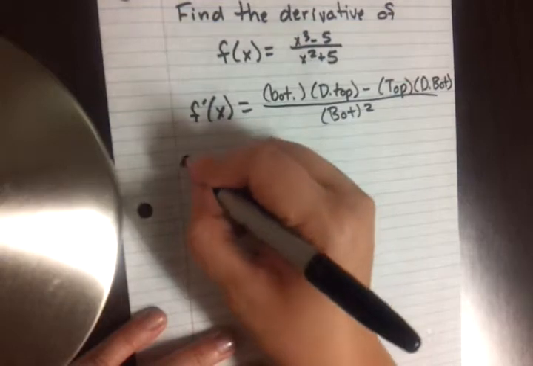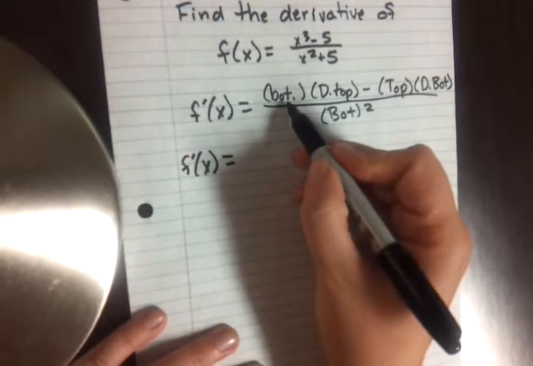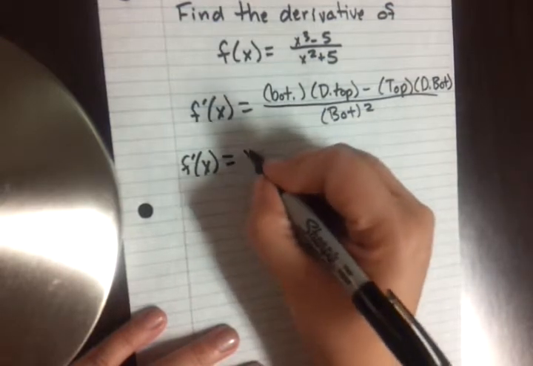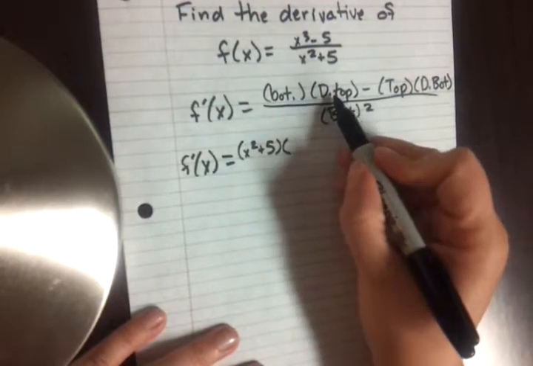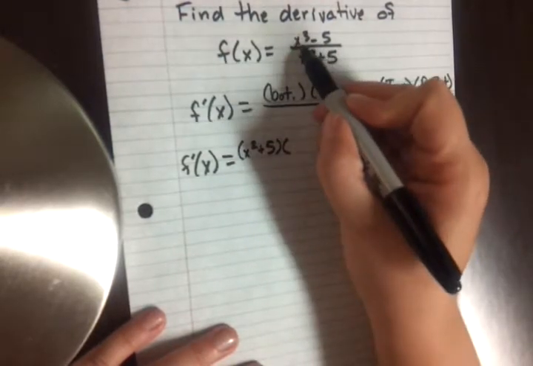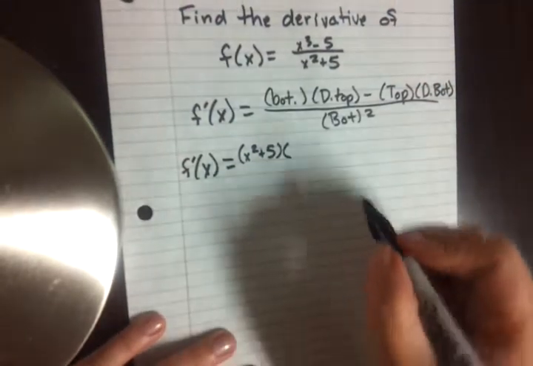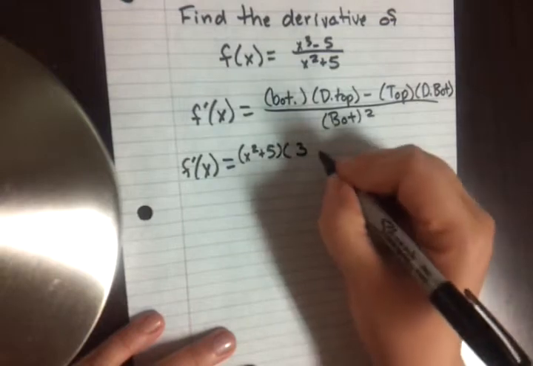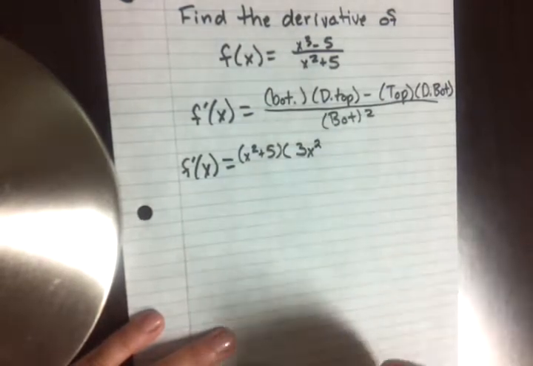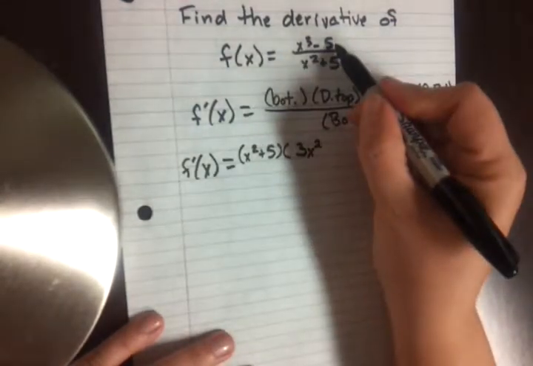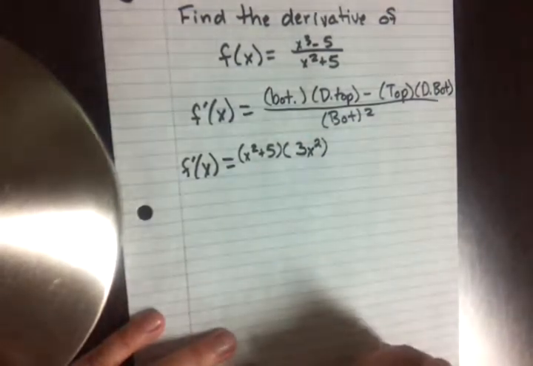So in our case, f prime of x is going to equal, first we want the bottom, so that's going to be x squared plus 5, and we're going to multiply that times the derivative of the top. The top is x cubed minus 5, so we're going to use the power rule on the 3, and that's going to bring the 3 down in front of the x, and then we need to subtract 1 from the exponent. So that's going to be 3x squared. And we know that the rule about constants is that their derivatives are 0. So it's just going to be times 3x squared.